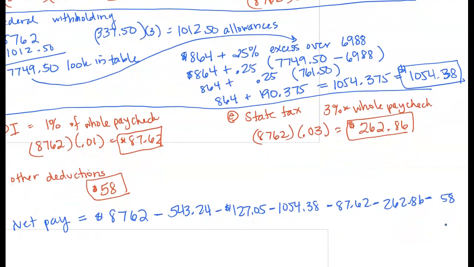I'm going to go ahead and type all of this in. And when we start with our whole paycheck of $8,762 and subtract each one of these deductions, we end up with a total of $6,628.85.